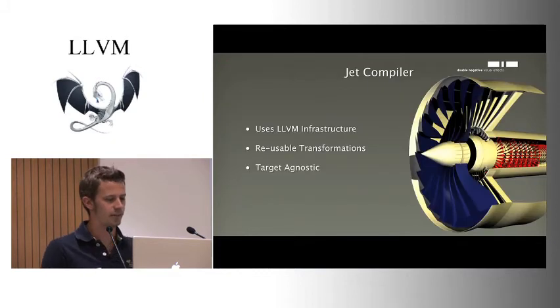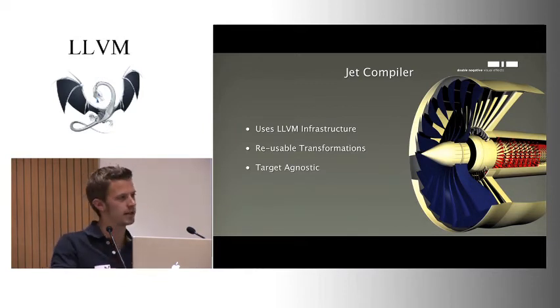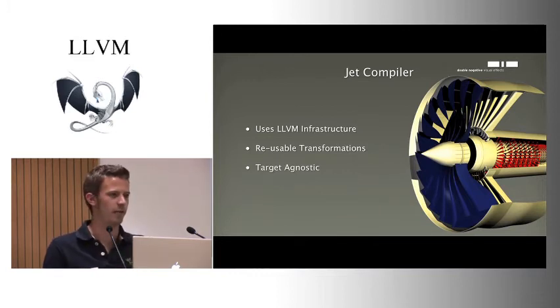Of course, we're using LLVM for the compiler infrastructure, and we have reusable transformations that we perform to translate the primitives into something that will work sequentially or in parallel. And the idea is that this can be target agnostic, so that we can introduce new targets to handle different ways of calculating the data.